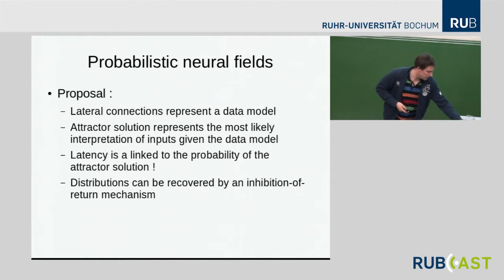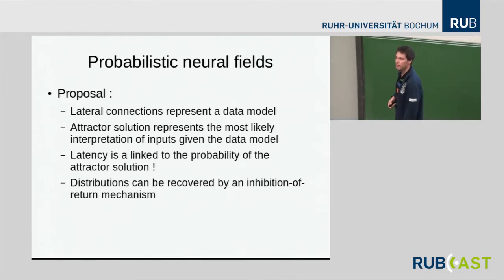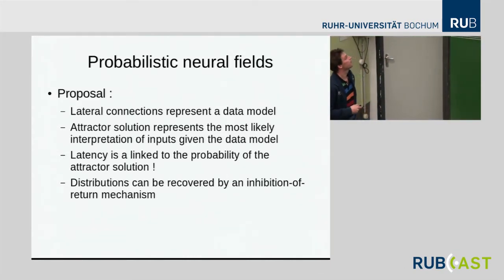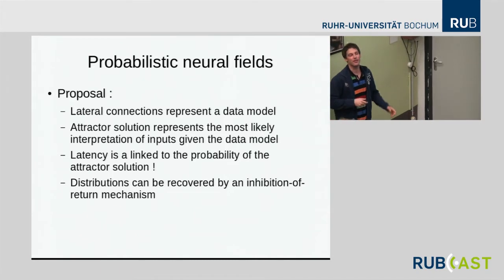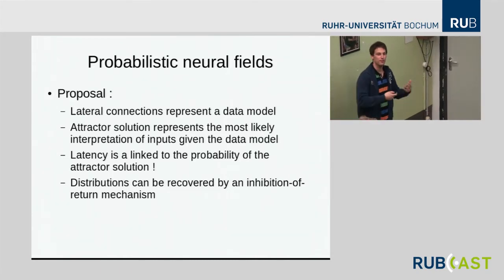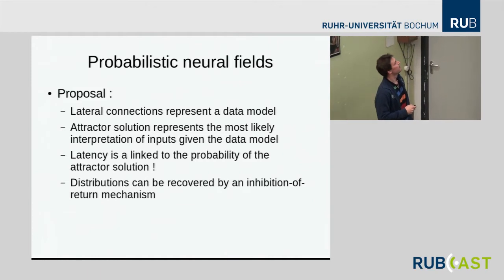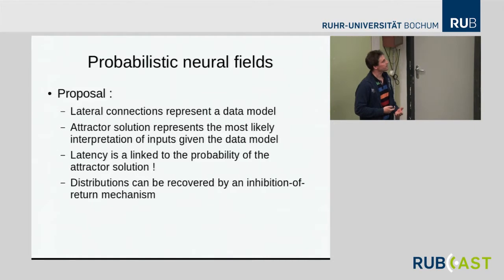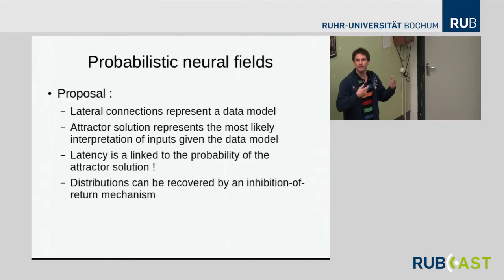So basically, this is my proposal for how to make neural fields probabilistic, or basically, I do not do anything to them. I just interpret what they do in a different way. The lateral connections represent a model of the data I'm expecting. And of course, it's up to me to choose a lateral connection model which will be convergent, which is something that has to be ensured, and which will accurately model the kind of data I'm going to have. This is something that should be typically done by learning.